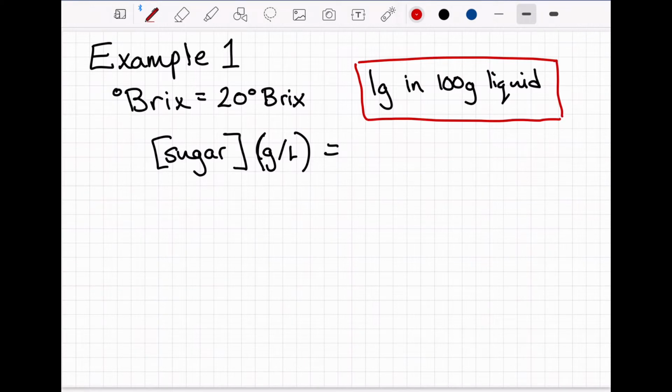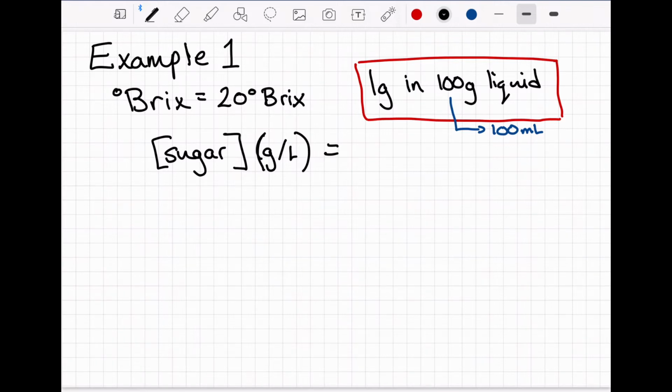And in this case, we're actually quite lucky because when we think about the density of water, because these solutions are in water, 100% water at this point, we know that 100 grams of liquid is 100 milliliters. So this is quite convenient, that we can automatically work in milliliters when we're doing these calculations. So the first thing that we need to do is calculate the concentration of sugar. And then once we know the concentration of sugar, we can calculate the potential alcohol.